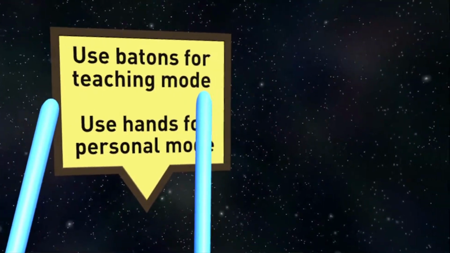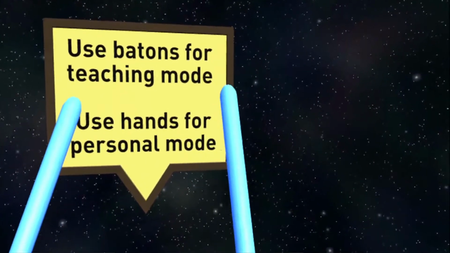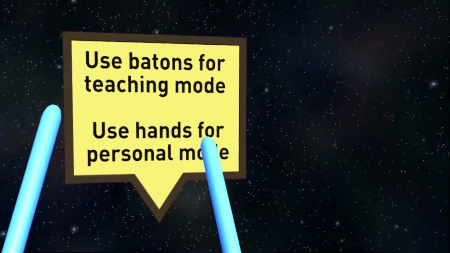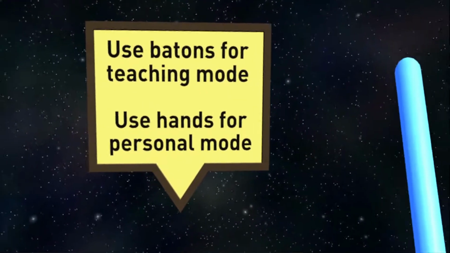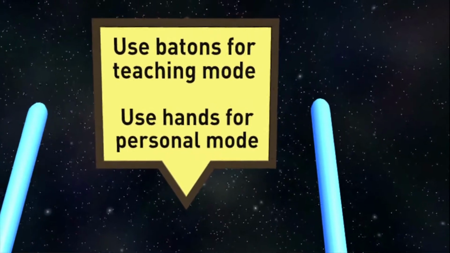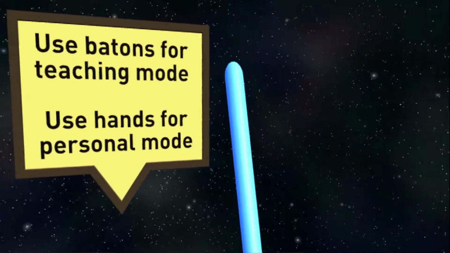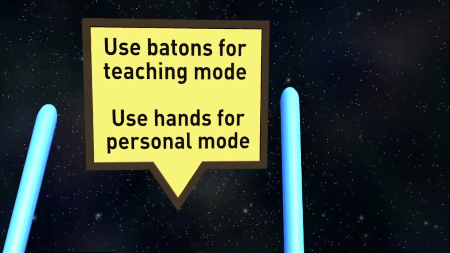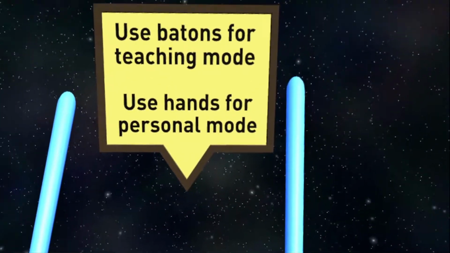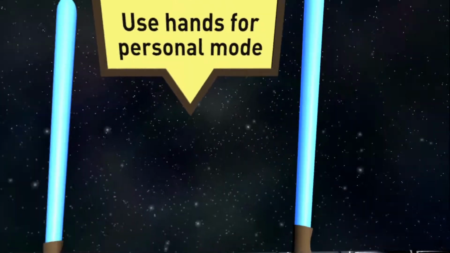So, for example, anything that I touch or interact with in this scene with my batons will be visible to everybody else in the session. So if I'm playing the teacher and I wanted to walk up to the periodic table and select a specific element, if I selected it using my batons, everybody else in the session would be able to see that I selected that. Versus if I just select something with my hands, only I will be able to see that in the session.